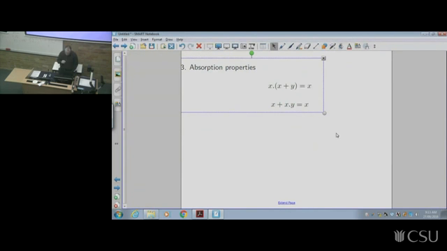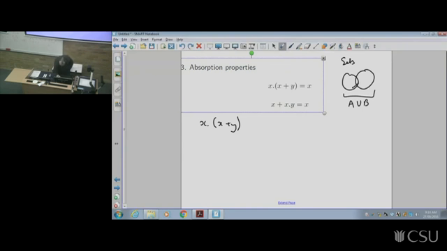So let's try the absorption properties: x and (x plus y). Again, visually, what we're trying to do here is think in terms of sets. The first one is the union. You've got the union of two sets, so you've got the whole union. This is like A union B, and that corresponds to the x plus y.